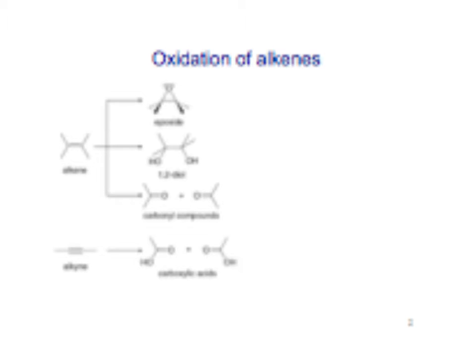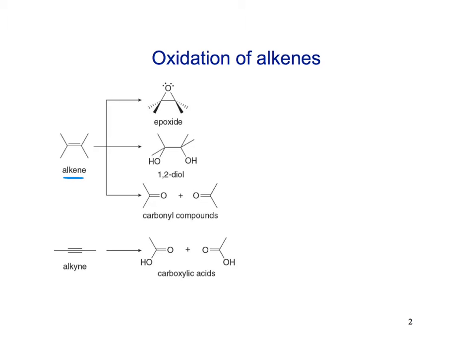Here's a preview of the reactions we're going to look at in this video. The first reaction converts an alkene to an epoxide. So this is called an epoxidation reaction. We've already seen the reactions of epoxides, and in fact we've seen one reaction that converts an epoxide to a 1,2-diol. We're going to see a new reaction to convert an alkene to a 1,2-diol, though, and this is called a dihydroxylation reaction.